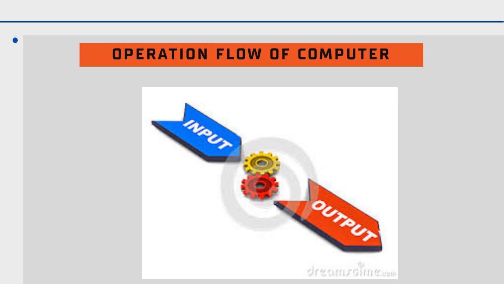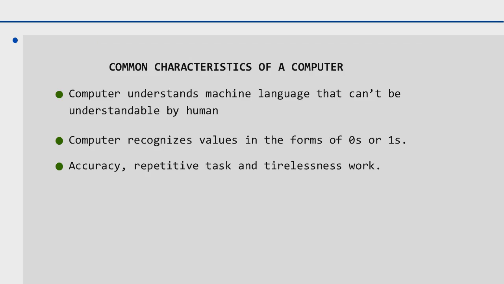The diagram shows the basic operation flow on a computer, that is input, processing and output. A computer has some common characteristics. It understands only machine language, which is in the form of zeros and ones. Computers are very accurate and they can do the same task again and again without making mistakes. Unlike humans, they never get tired and can work continuously.